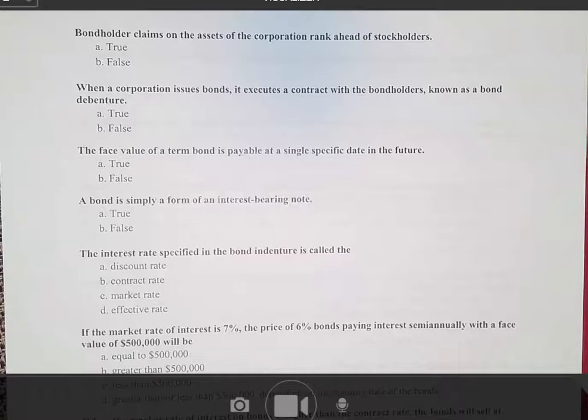Okay, so let's take a look at some questions related to bonds, specifically bonds payable. These bonds are liabilities, and we give them their own chapter because for many large corporations they are such a large source of liability, and they have some pretty unique characteristics. So let's go ahead and take a look at some true-false questions to get us started.